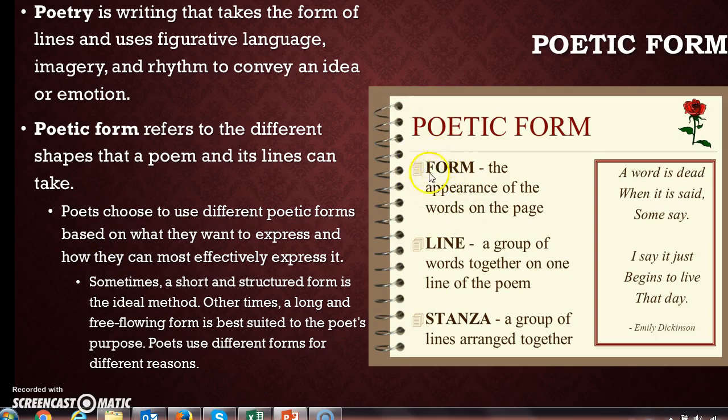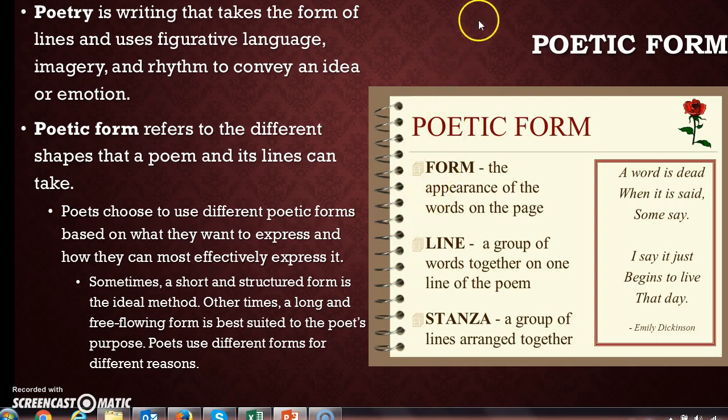Over here are a couple of definitions for you to remember. Form is the appearance of the words on the page. Line is a group of words together on one line of the poem. And stanza is a group of lines arranged together. It's kind of like a poetic paragraph.